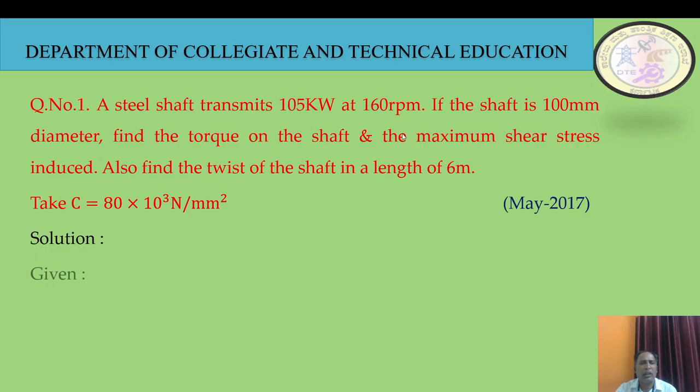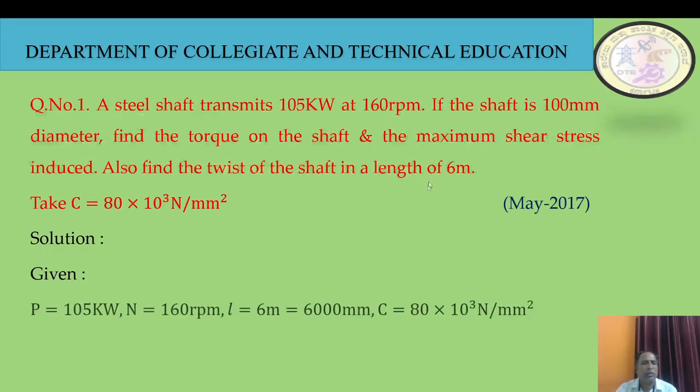So first we'll write the given data. P is 105 kilowatt, speed is 160 rpm, length is 6 meter, that is equal to 6000 mm, and the modulus of rigidity is 80 into 10 raised to 3 Newton per mm square, and the diameter of the shaft is also given, that is 100 mm.